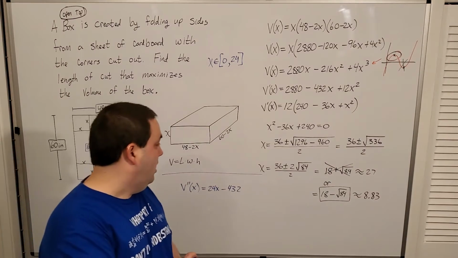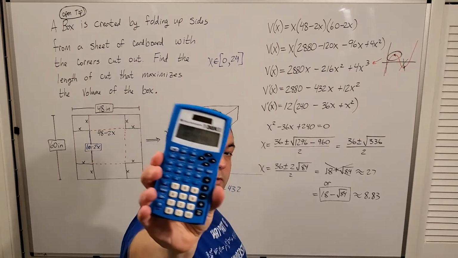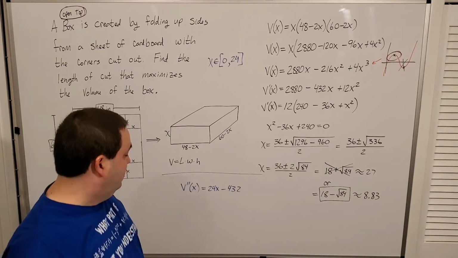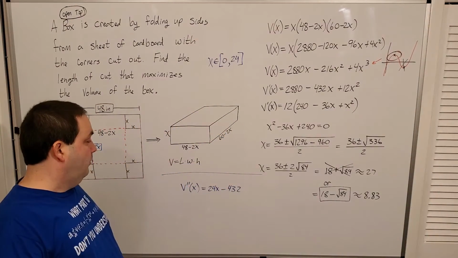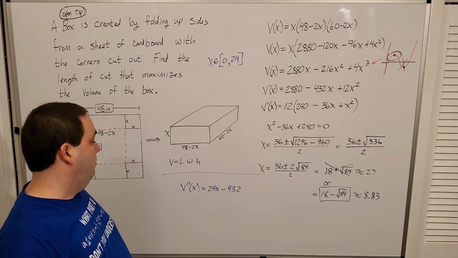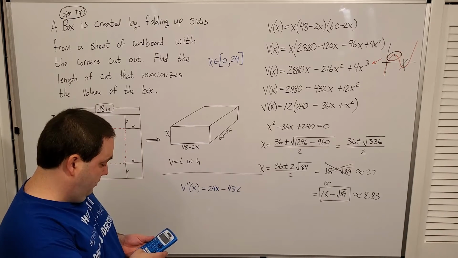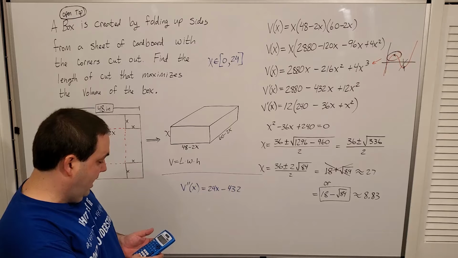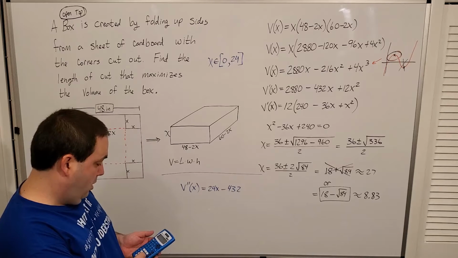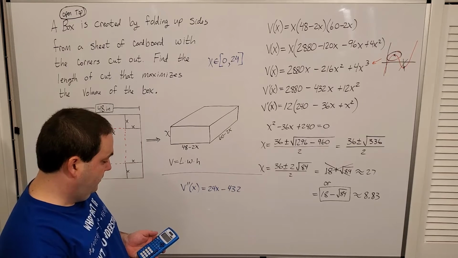Now notice the 18 minus square root of 84 is my previous answer. So what I'm going to do is punch up here 24 times previous answer minus 432.